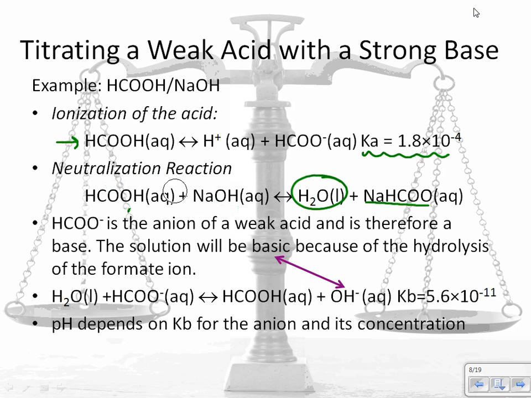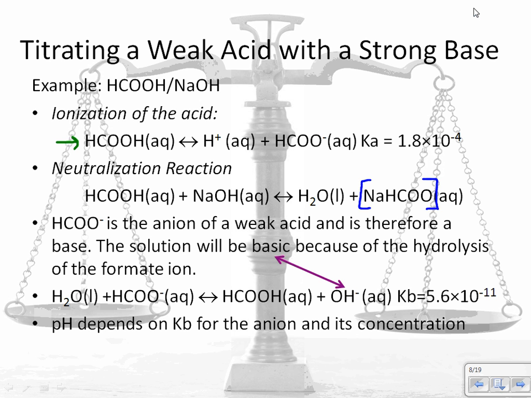So that in itself is not really complicated. The complicated part comes from looking at the pH of this equation, because things are going to happen that didn't happen last year in grade 11. So what you have to remember is look at this, one of the products, NaHCOO-.